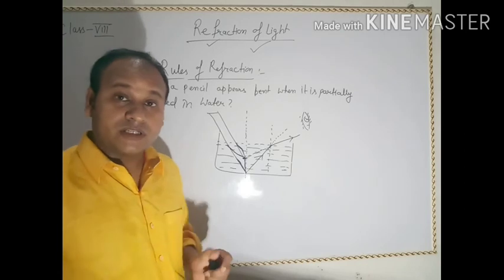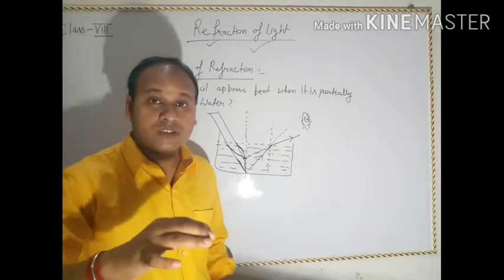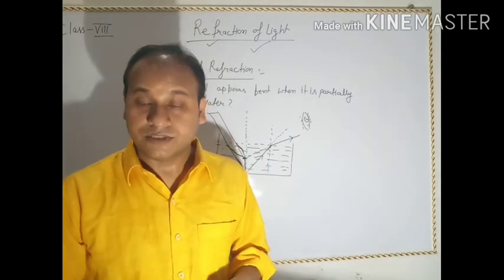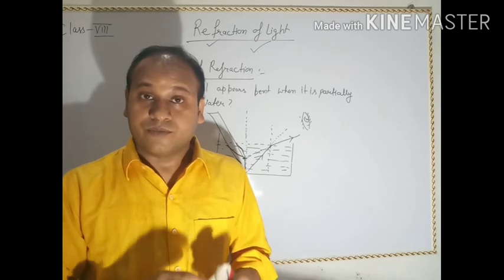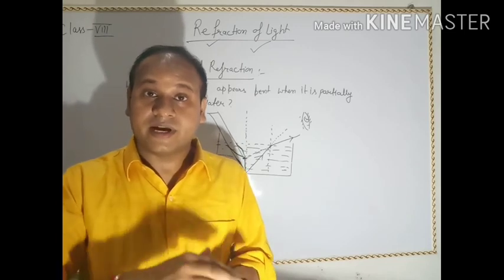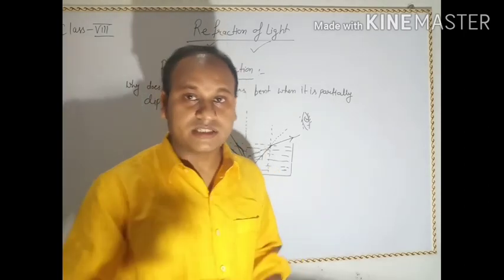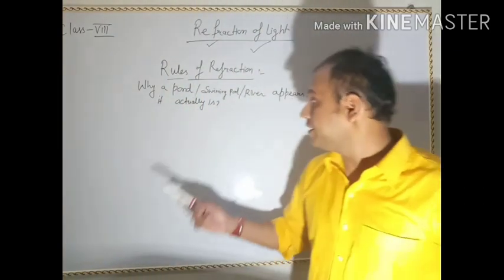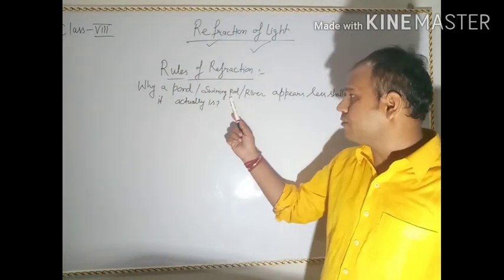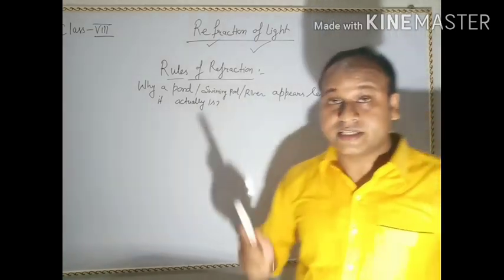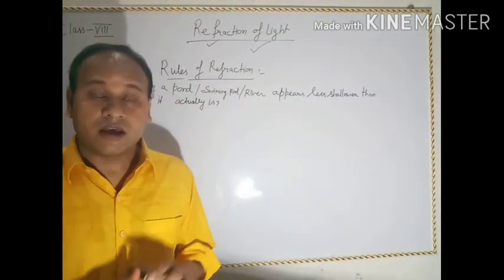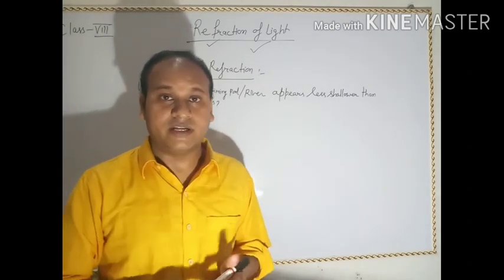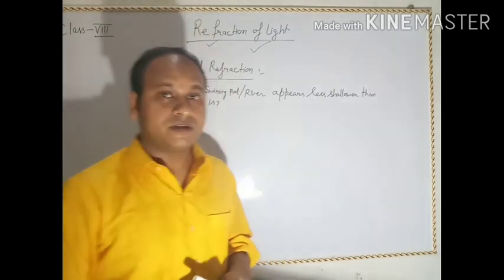Let us see one more application, why the ponds or the swimming pool or the river appears less shallow than its actual position. Less shallow means there is a difference between its real depth and the apparent depth. How? Let us see. Now the next question before us is why a pond or maybe swimming pool or river appears less shallow than actually it is. How does it appear? Let us see.